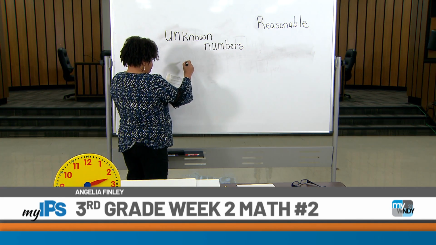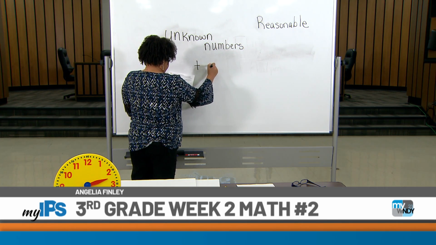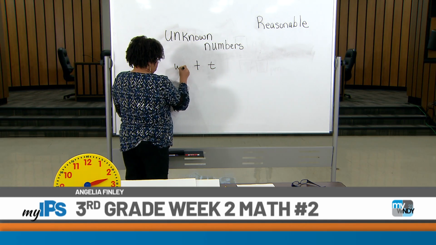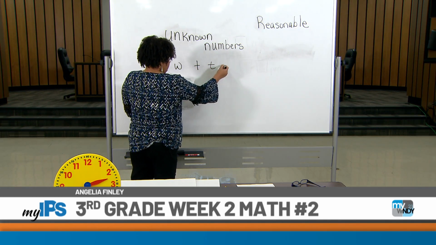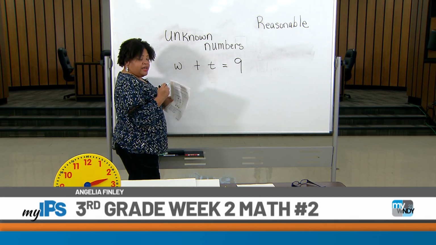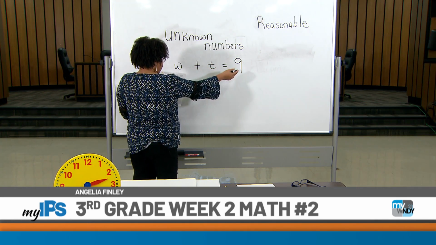You look at that little creature right there, and you see that it is plus the tiger. I'm going to do a T for tiger. I'm going to make it a W for the water hog. This is my plus sign, and it's going to equal. Well, I know that it's going to equal the number 9. So what number plus this is going to get me 9?